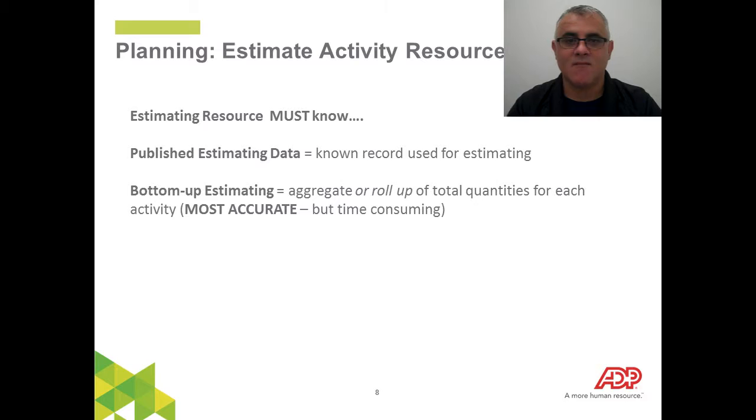So that's public information about resources in general, whatever data you can find. Maybe you just went to brickmasonry.com and that's where you got the information. So that's published data. Then there's another type of estimating, which is called bottom-up estimating.